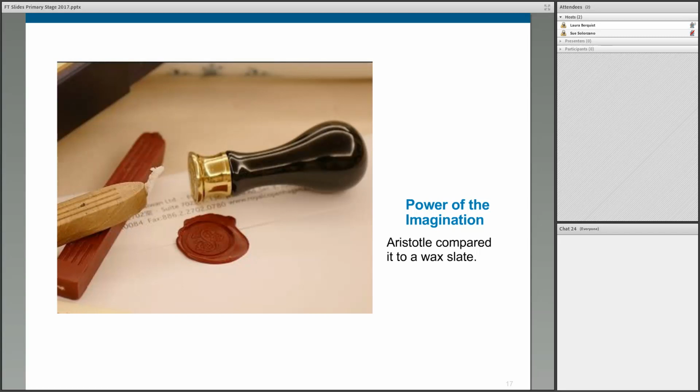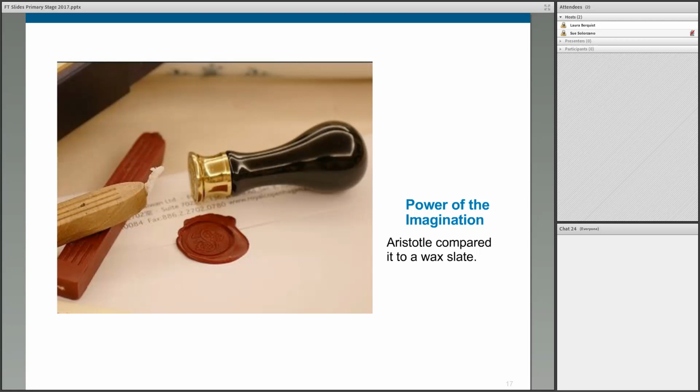Sometimes the wax is too soft and the seal makes an impression the first time, but the wax sort of mushes and the image is gone. So, you receive the information. You're teaching something. The child seems to understand. The next day you bring it up again and he's like, I've never heard about that before. That would be too soft an imagination. It didn't retain the image.